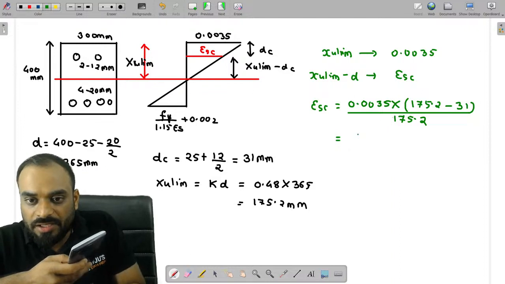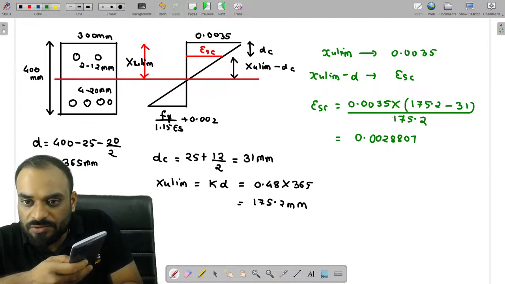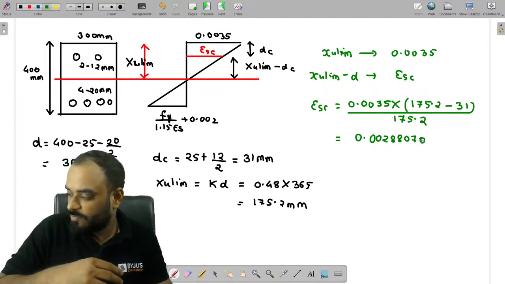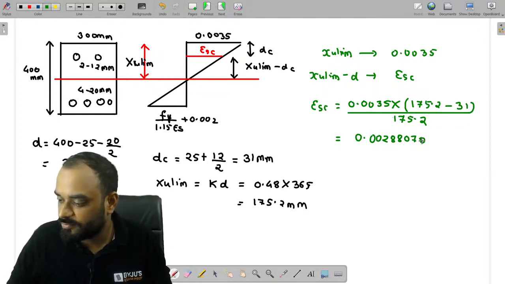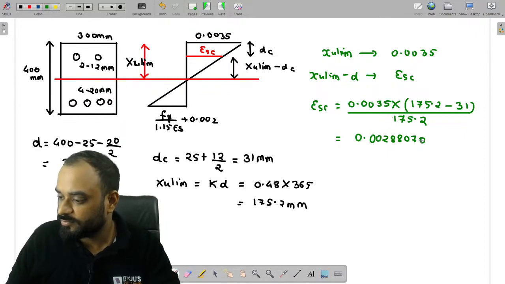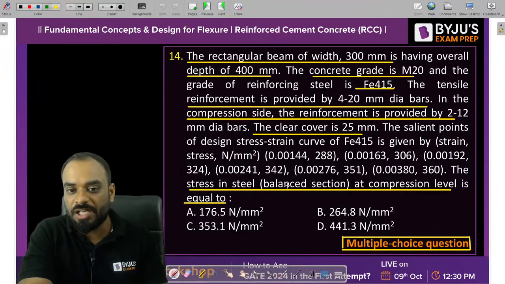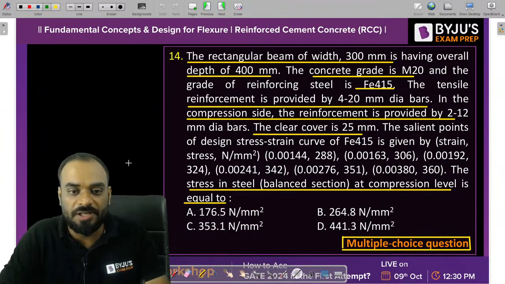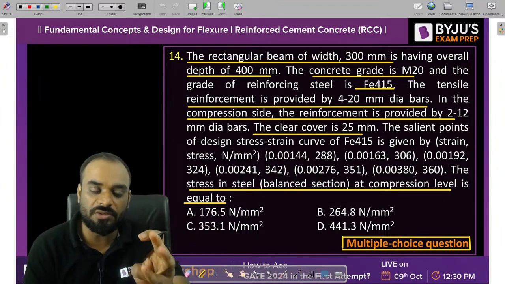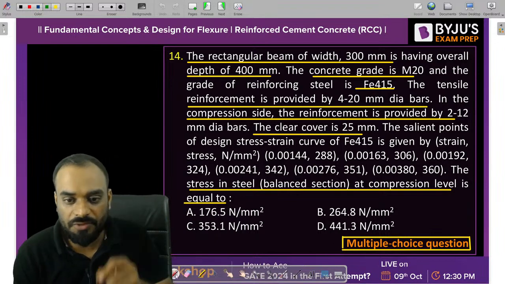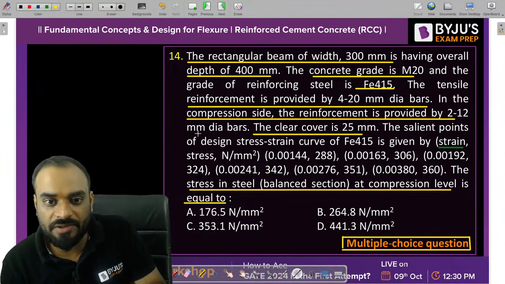How much are you getting? I think it is coming around 0.00288. Yes or no? Are you getting this value? Very nice. Now, guys, you need to use this particular table which is given over here. Our task is to find out the value of stress when the strain is 0.00288 something. Now we need to mark two values over here. The first one is strain and the second one is stress.